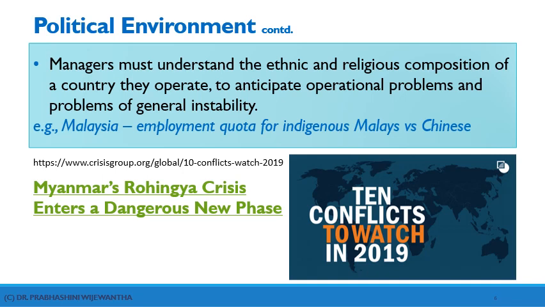Talking about how the ethnicity and religion of people would have an impact on business, there is one example in Malaysia. Whenever a foreign company starts a business in Malaysia, there is a particular employment quota that should be allocated for the indigenous Malays versus the Chinese nationals in that country. By implementing this regulation, the Malaysian government is ensuring that the indigenous Malays are getting jobs in foreign businesses over the migrant Chinese workers. So like that, the political environment has to be handled with very much care and attention.